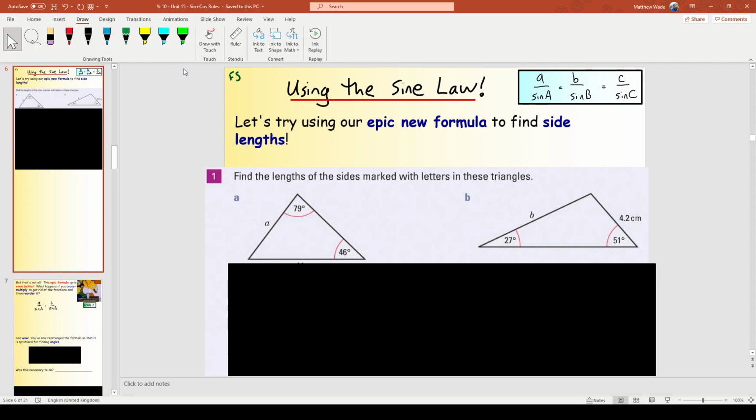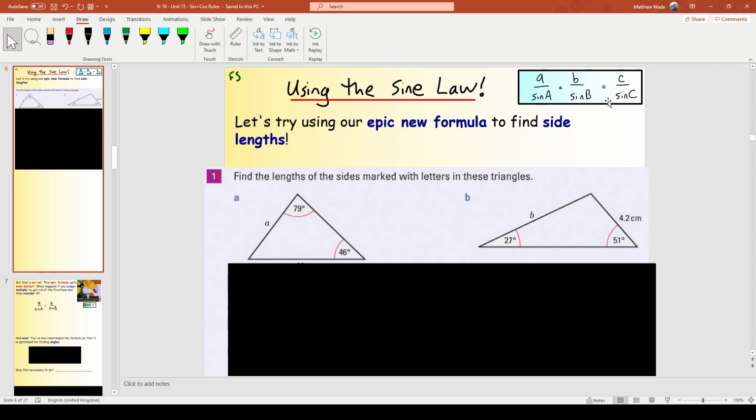So let's keep going on our unit that we started all those weeks ago before the exams. So your title for today is Using the Sine Law. I'm going to recap with you today, with some brand new topics next lesson. Cool. So using the sine law is your title.